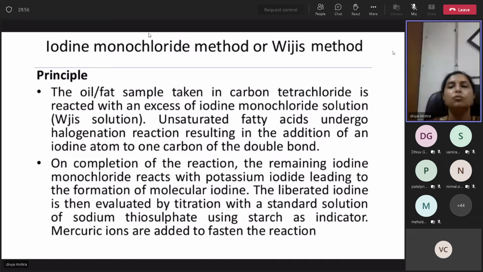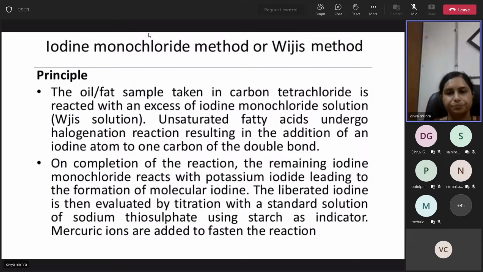Now, how can we prepare iodine monochloride? We will see that part. Then, what is this iodine monochloride method? It is also known as Wijs's method. There are various methods available, but this is the simplest method which can be performed in the laboratory.